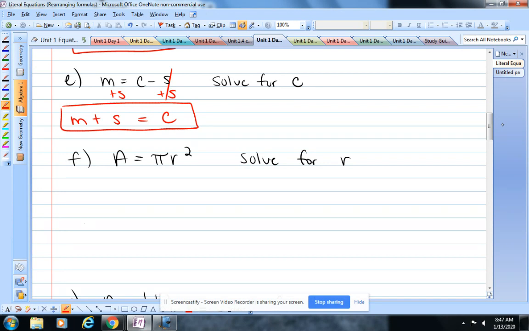Area equals pi r squared. Now this one might be a little complicated. We're solving for r. All right? What's with the r? It's being squared and it's multiplied by pi. Right? So let's get rid of pi first. So how do we get rid of pi if it's being multiplied by pi? Divide by pi.